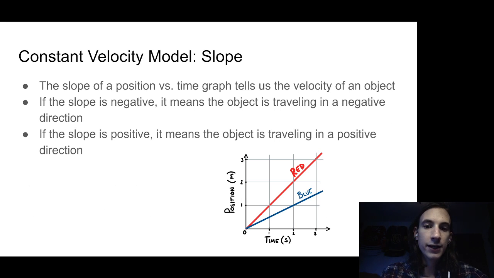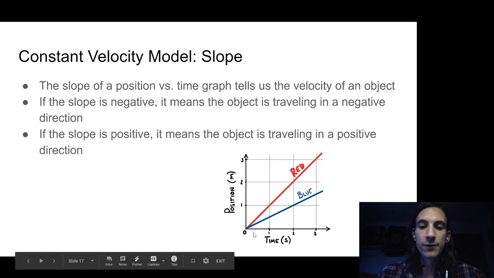And then we said one big idea when we have this constant velocity graph and model is the slope is going to tell us the velocity. If our slope is negative, it means that our object has a negative velocity. It's traveling in a negative direction. If the slope is positive, the object is traveling in a positive direction. And the steeper the slope, the faster our object is moving, so it's covering more meters each second.